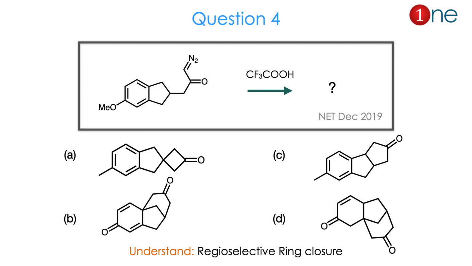So all the products suggest that a regioselective ring closure definitely occurs here. You have to understand that all the products suggested that the regioselective ring closure has occurred. The answer is B. Let us see how.